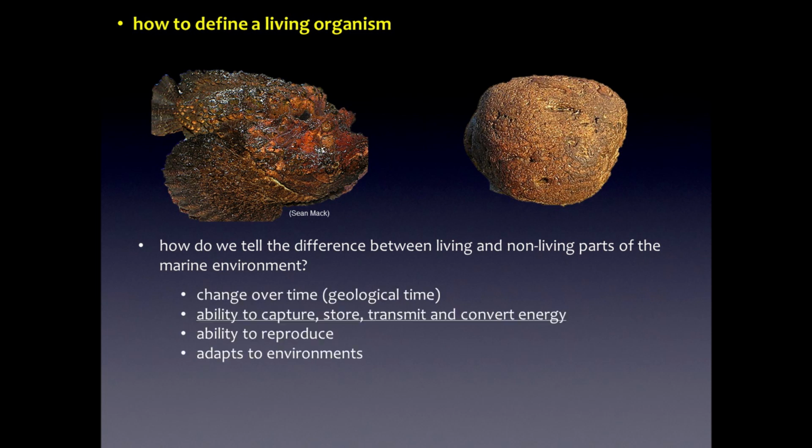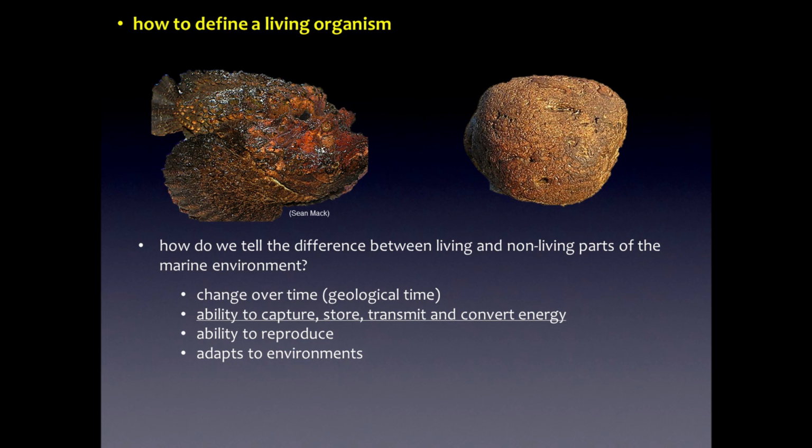We define a living organism in a number of different ways. In this course, what comprises a living marine organism is one of these four things. It has to change over time, change over geological time. So in a sense, we're seeing an evolutionary change, or seeing it evolve. It has to have, and this is probably the most important one, the one that we'll focus on the most in this course, the ability to capture, store, transmit, and convert energy. We need energy to live and to carry out all of our bodily functions. It also has to have the ability to reproduce and the ability to adapt to the environment that it's living in.